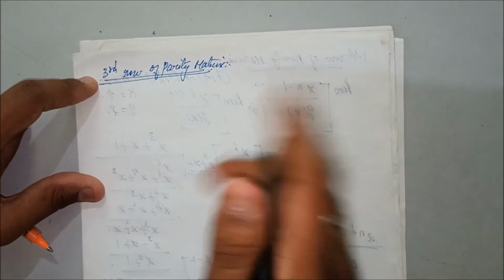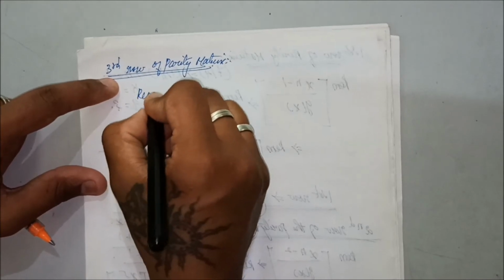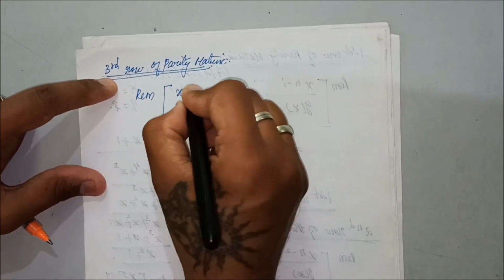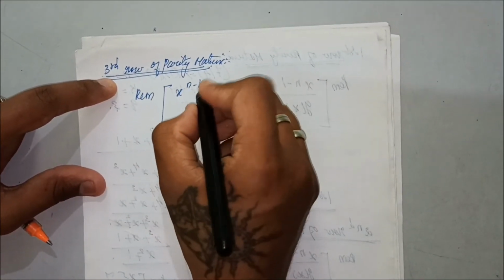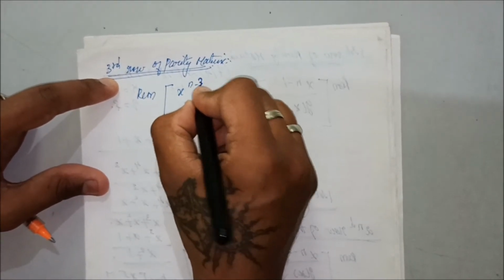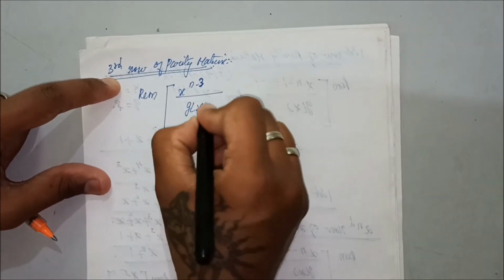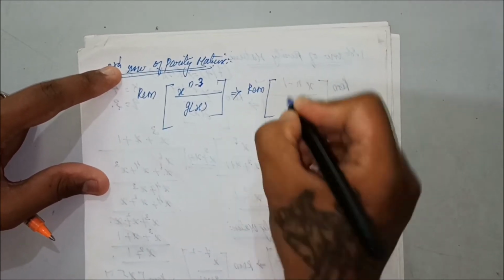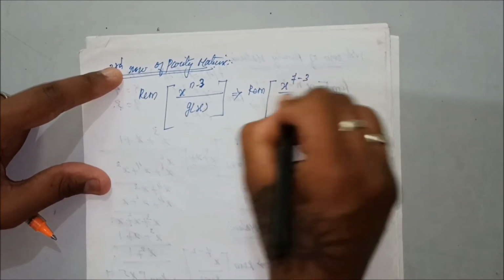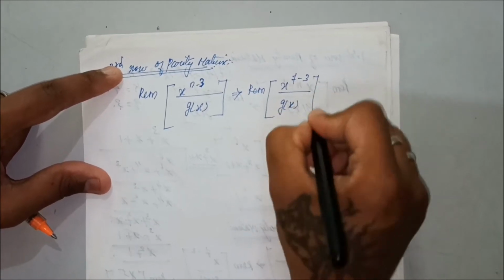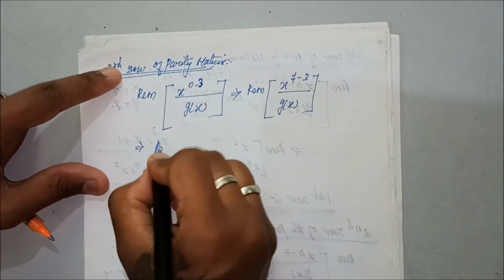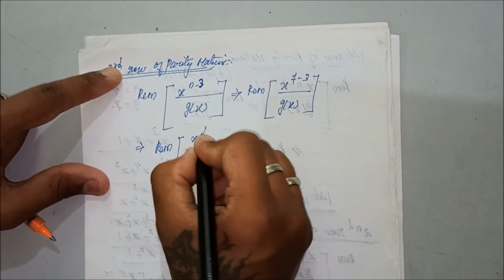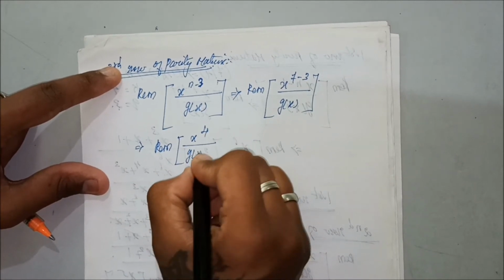So how shall we calculate the third row of the parity matrix? What is the formula? The formula is the remainder of x power n minus 3. Since it is the third row, it is x power n minus 3 into g of x. I am replacing the value: remainder of x power 7 minus 3 divided by g of x. This can be rewritten as the remainder of x power 4 divided by g of x.